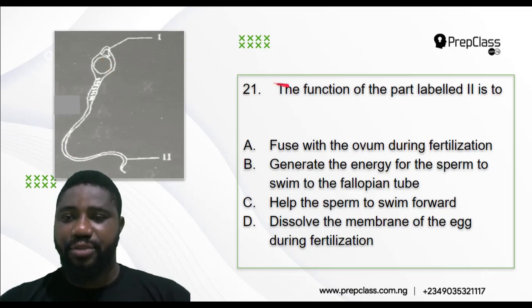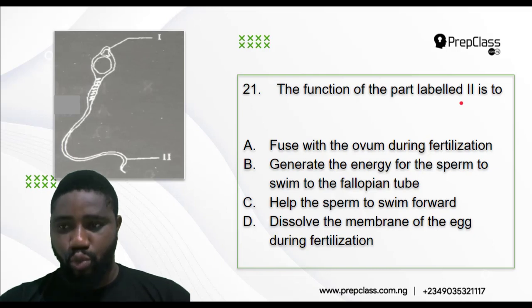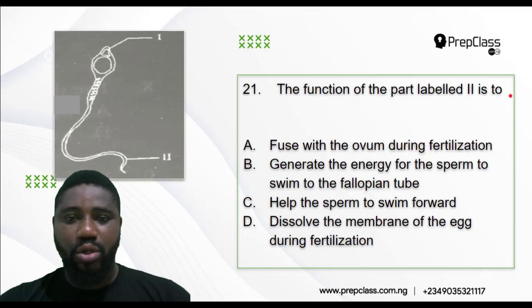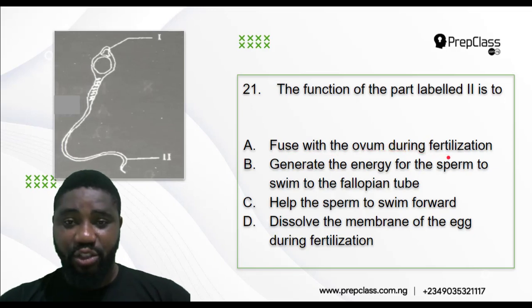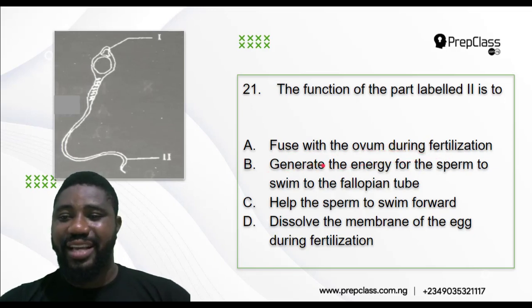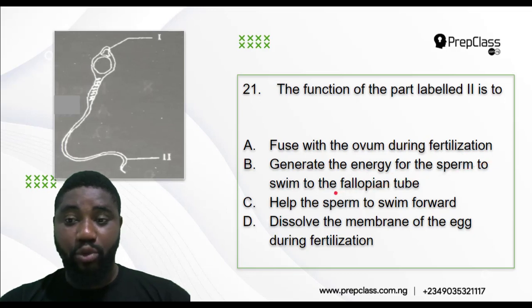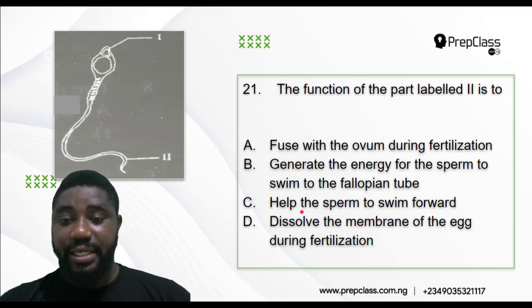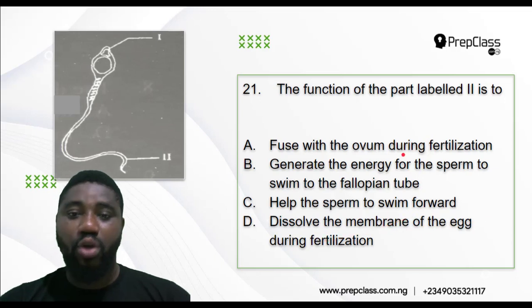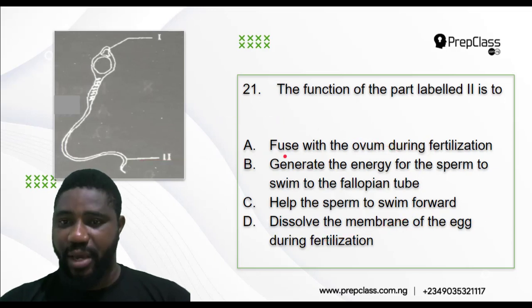Now 21 says the function of the part labelled 2 is to, so this is the part labelled 2 and that is the tail. A, is it to fuse with the ovum during fertilization? B, is it to generate the energy for the sperm to swim to the fallopian tube? C, is it to help the sperm swim forward? D, is it to dissolve the membrane of the egg during fertilization? What's the function of the tail of the sperm?